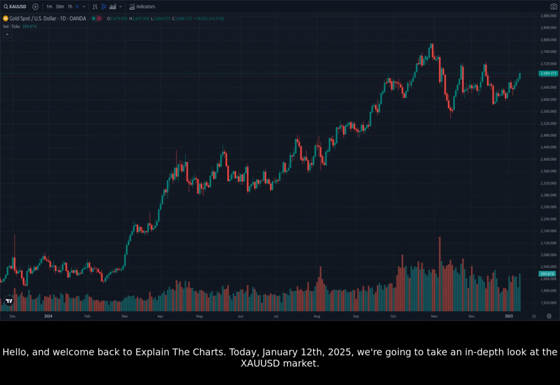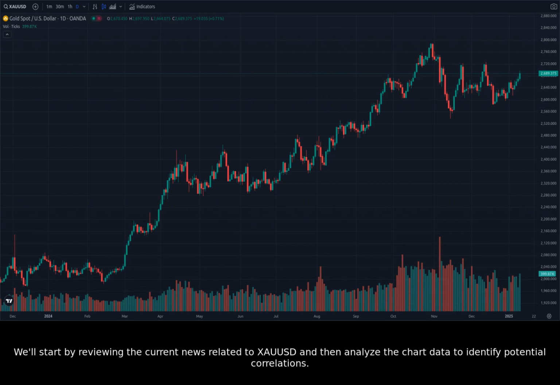Today, January 12th, 2025, we're going to take an in-depth look at the XAUUSD market. We'll start by reviewing the current news related to XAUUSD, and then analyze the chart data to identify potential correlations.